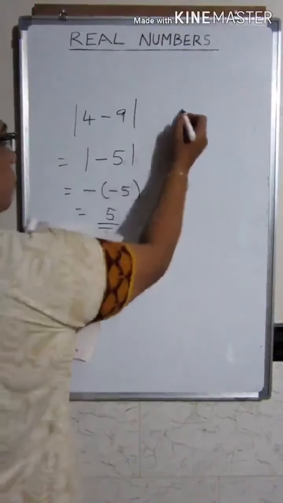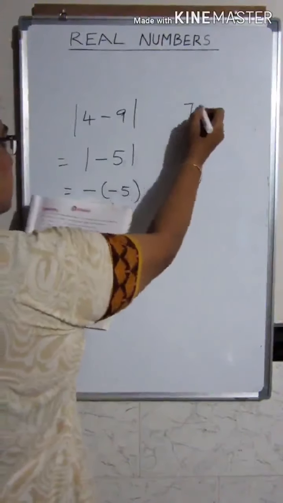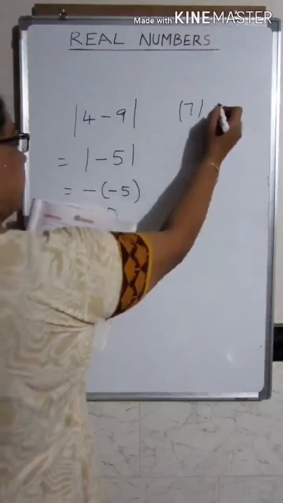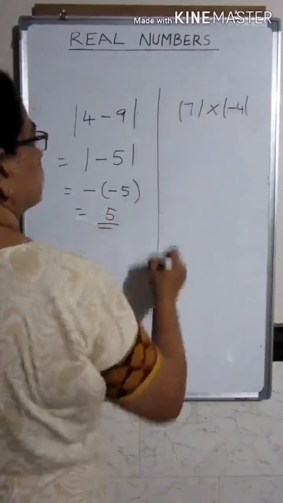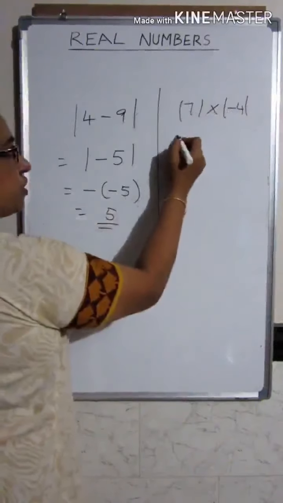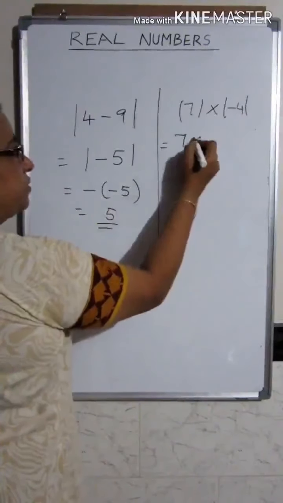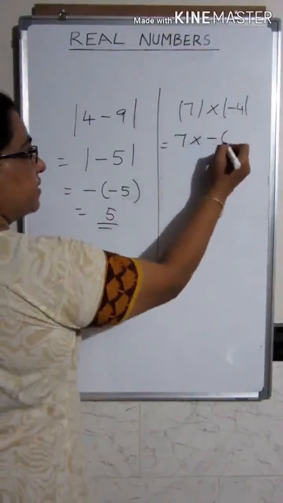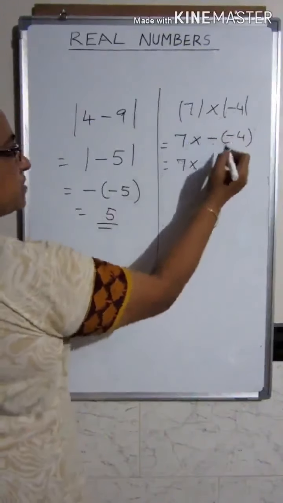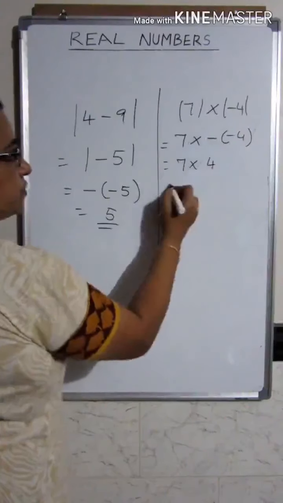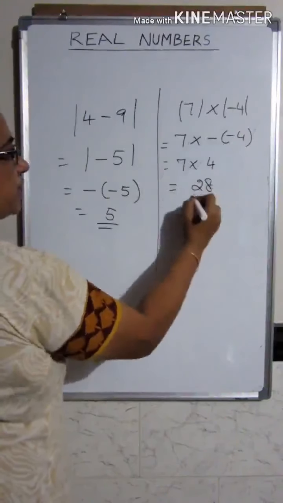Now suppose you have got absolute value of 7 into absolute value of minus 4. Here the absolute value of the positive number is 7 itself, into, now this one will become minus of minus 4. So this will be 7 into minus of minus, which is plus, 7 into 4, which is equal to 28.